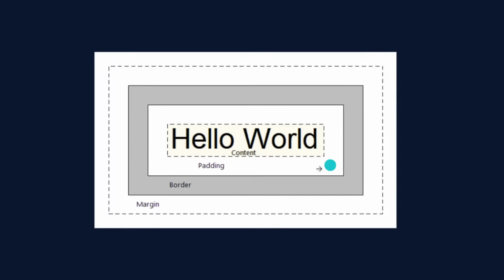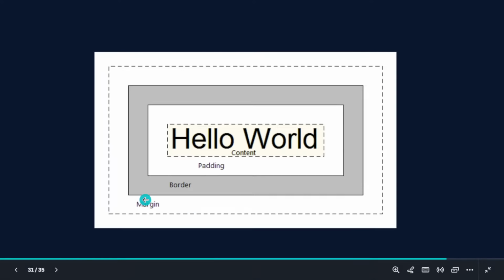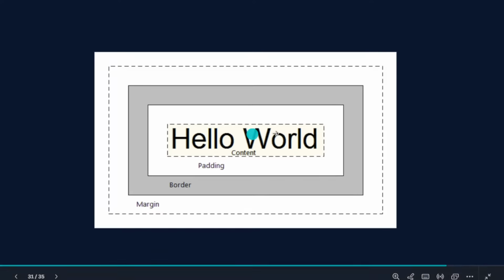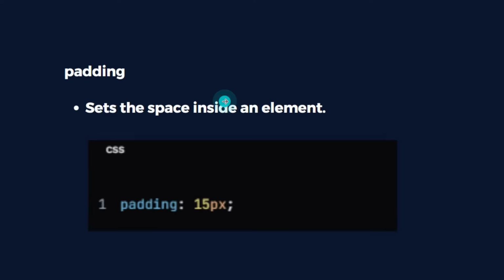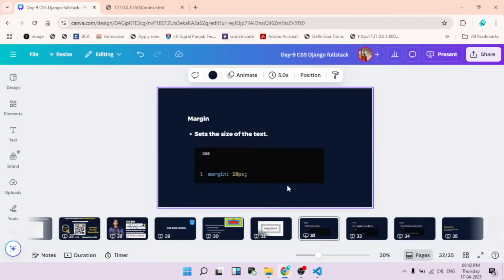Why do we use this box model? We need to align our elements properly. That's why we're using this. The surrounding of the hello world is padding, right? And after the padding, the space is called border. And after the border, we have space, and that space is margin. The text is content, after that is padding, after that is border, and after that is margin. And we use it in a practical way.